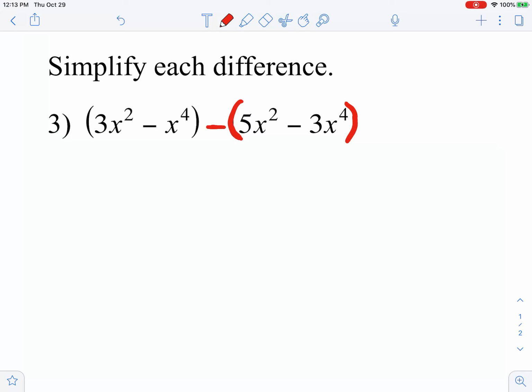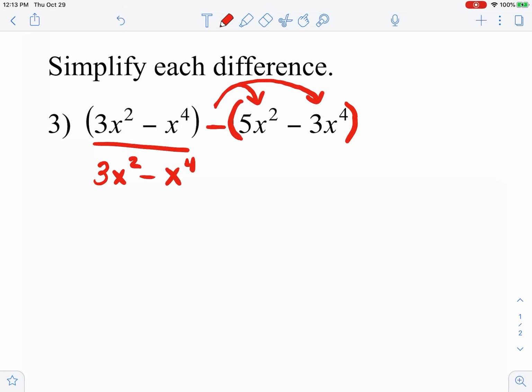Some people like to think of this as, well, okay, in this case, I'm going to subtract the 5x squared, and I'm also going to subtract the negative 3x to the fourth. So I'm going to subtract both of those terms. What I recommend doing then is rewriting this as one string of polynomials without like terms combined together. So here's what I mean. We don't need to touch anything in this first polynomial. So we're going to rewrite it as 3x to the second minus x to the fourth.